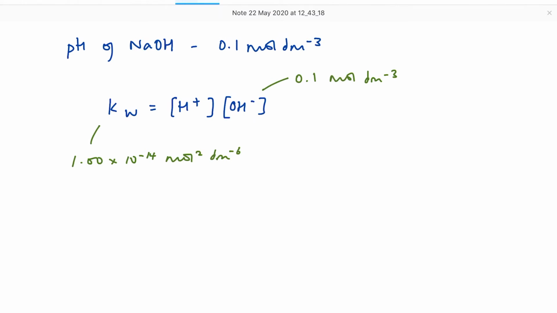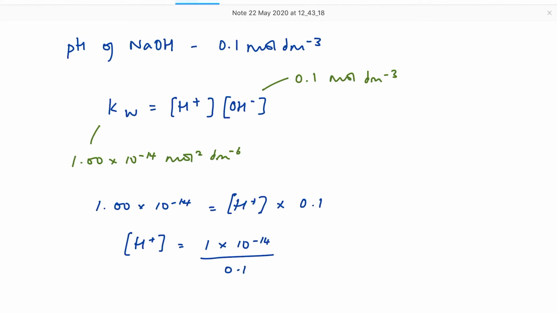So that tells me that 1.00 times 10 to the minus 14 is equal to the hydrogen ion concentration multiplied by the concentration of the hydroxide ions, 0.1. If I rearrange that, hydrogen ion concentration equals 1 times 10 to the minus 14 divided by 0.1, which equals 1 times 10 to the minus 13.